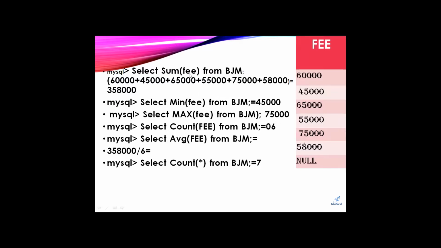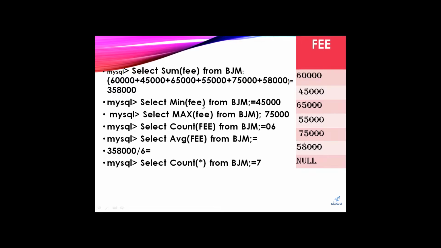So what will happen when I use the sum command? All values except null will be added. So we have added these values 1, 2, 3, 4, 5, 6. Null will not be accepted. So the result will be 3,58,000, which is the total fee of all the courses I have entered.